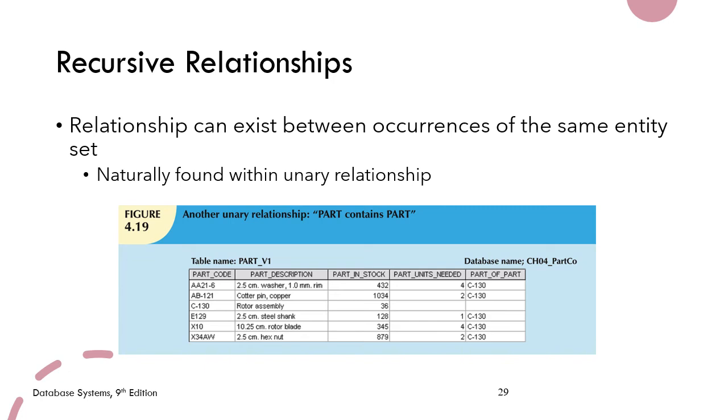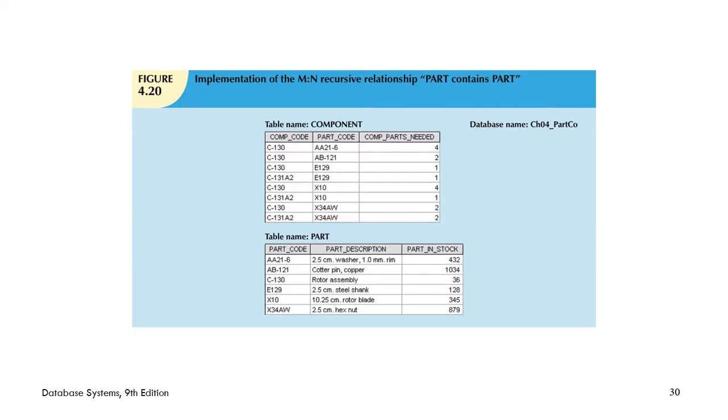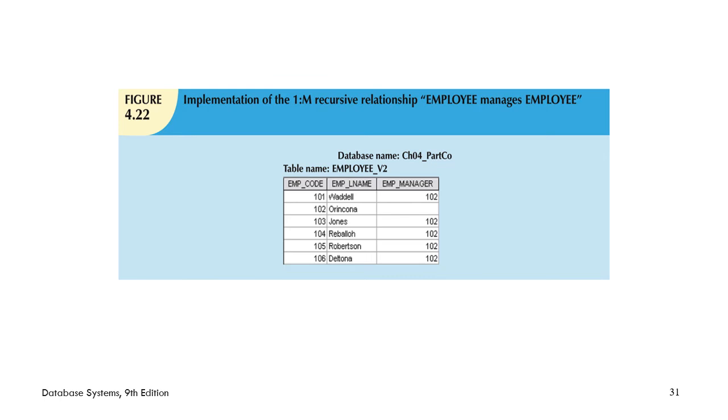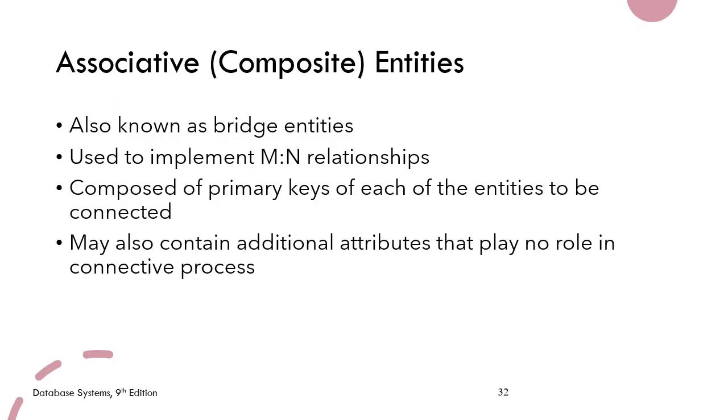Okay, this one is connected with itself, with the same entity. So this is the example. Associative composite entities, also known as a bridge entity. Associative entities have something to do with implementing the many-to-many relationship. It is composed of the primary keys of each of the entities to be connected, and it may also contain additional attributes that play no role in the connective process. So this is an associative entity.